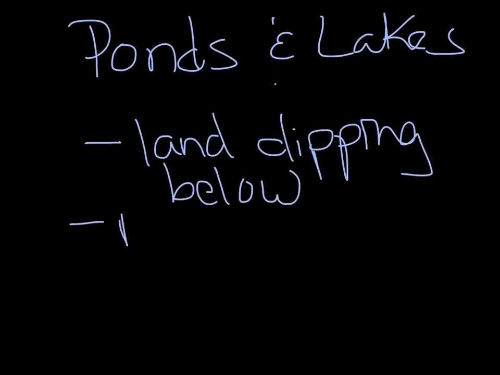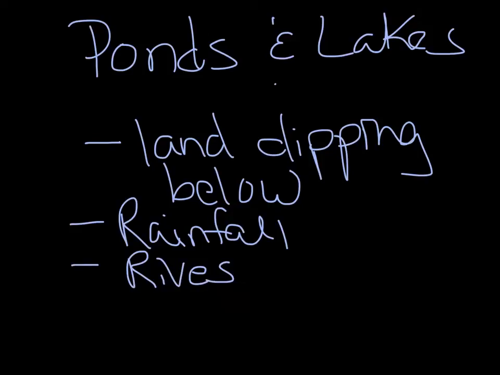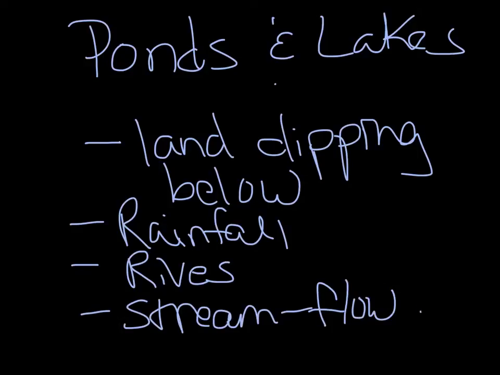Also, we can have rainfall or other precipitation. Rivers or lakes or streams might flow into a lake. And water can flow away from a lake through a stream as well. So this is going to actually flow away. Now a pond is really just a smaller, shallower version of a lake.